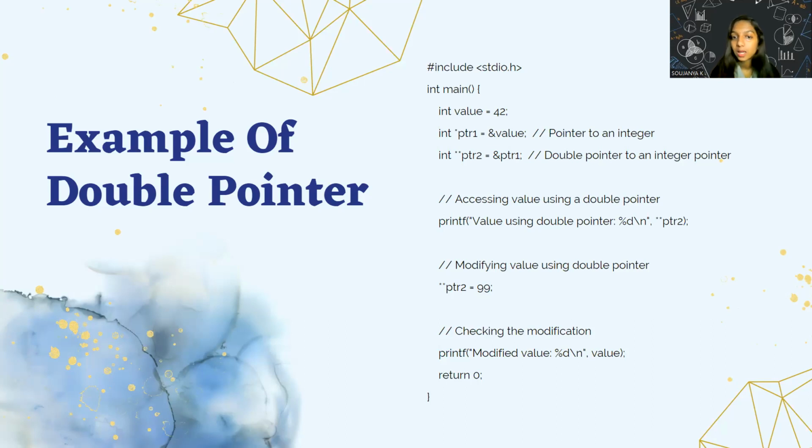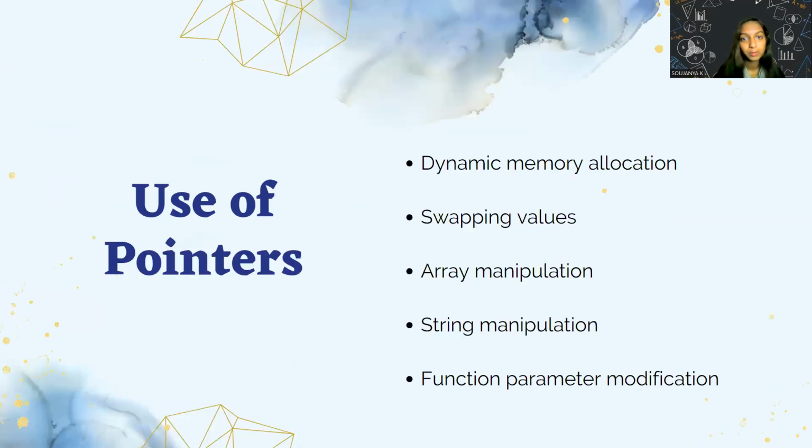Next, we access the value using the double pointer. printf, value using double pointer, %d, **pointer 2. Because here we are accessing the value using a double pointer, so it is pointer 2. Next, we modify the value using the double pointer. So we'll initialize it: the value of **pointer 2 equals 92. And we check whether it has been modified or not. printf modified value %d, value, return 0. This is the end of the program for double pointers.